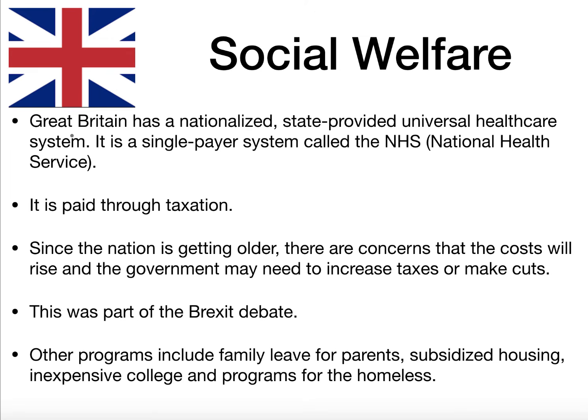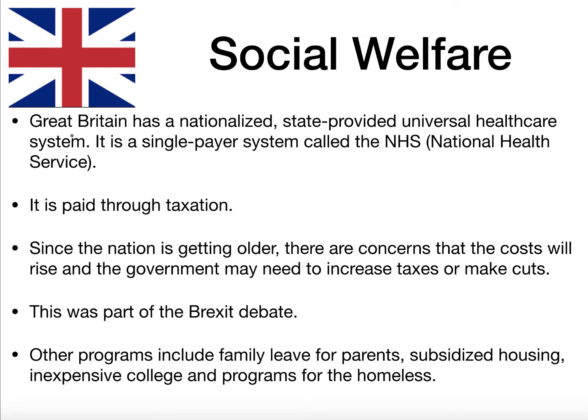Okay, social welfare. So whenever the government provides programs for people, that's considered part of the welfare state. They have a universal health care system. It is a single-payer system, National Health Service, run by the government. Everybody who lives there has health insurance through this system. They have higher taxes than we do. That's what pays for this. Concerns are that as the nation gets older, the costs are going to rise and they may need to increase taxes or make cuts in services. This was a big part of the Brexit debate.